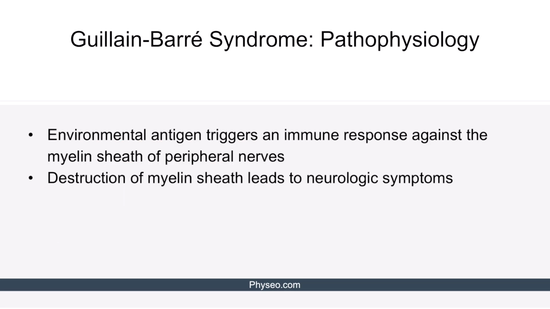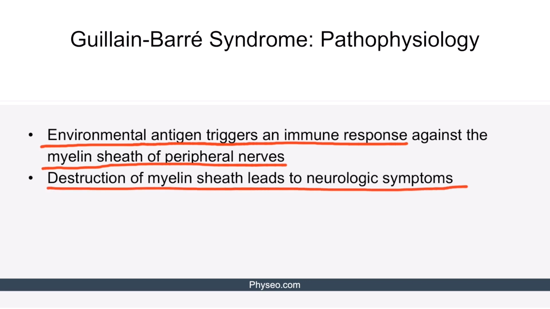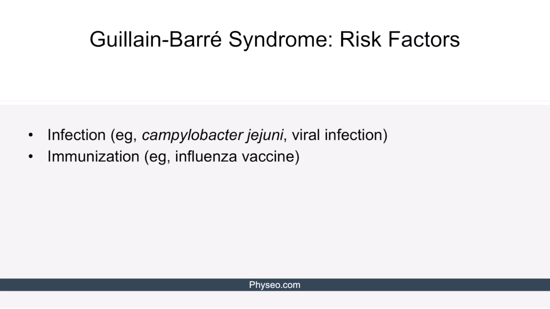As with most autoimmune disorders, Guillain-Barré syndrome is thought to happen when an environmental antigen triggers an autoimmune response in a genetically predisposed individual, and that response is against a particular target in the body, and in this case, the myelin sheath of the peripheral nerves. The destruction of the myelin sheath leads to neurologic symptoms. The two primary risk factors for Guillain-Barré syndrome are recent infection or immunization. Notably, a recent Campylobacter jejuni infection, a viral infection, or influenza vaccination are particularly associated with Guillain-Barré syndrome.